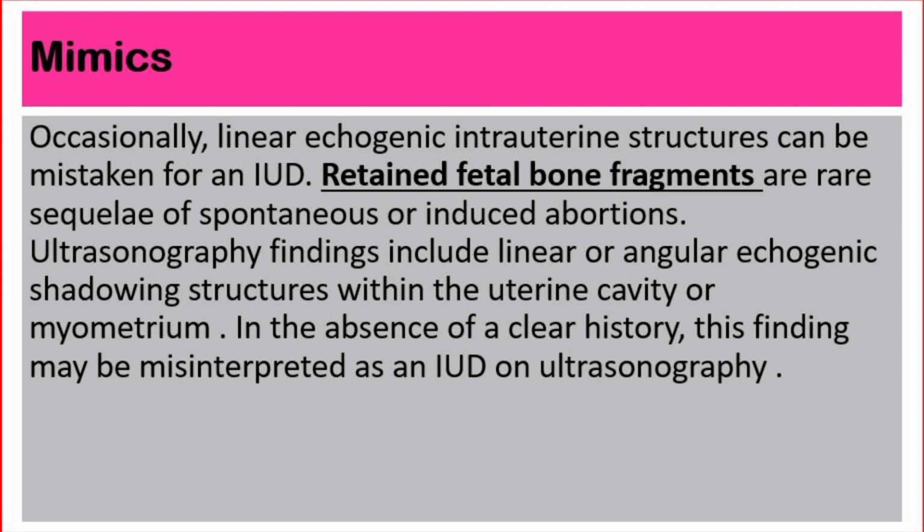Mimics of IUD. Occasionally, linear echogenic intrauterine structures can be mistaken for an IUD. Retained fetal bone fragments are rare sequelae of spontaneous or induced abortions. Ultrasonography findings include linear or angular echogenic shadowing structures within the uterine cavity or myometrium. In the absence of a clear history, this finding may be misinterpreted as an IUD on ultrasonography.